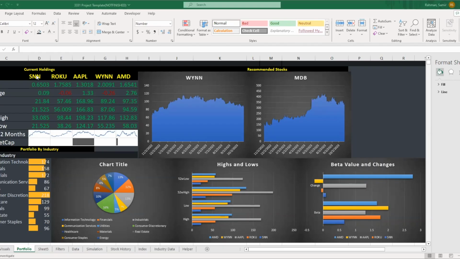The stocks in this current holding section can also be replaced. And so you can select whichever stock that you want, and the value will show and change right after.